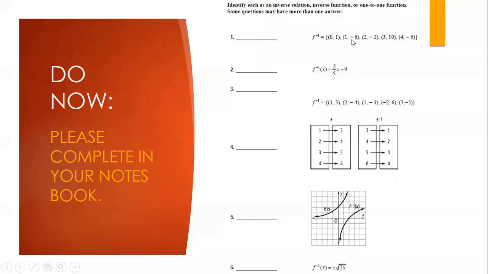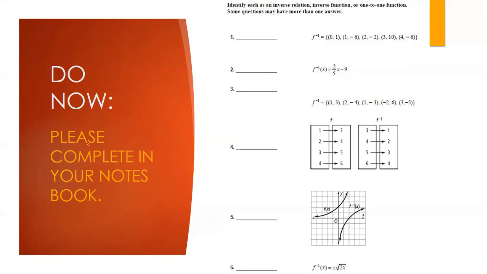All right, so over your do now, you're supposed to go through and tell me if it was just a relation, a function, or one-to-one, okay? If it's just a relation, remember that means that the x's repeat, right? The x values repeat. If it's a function, then it means the x values do not repeat. And if it's one-to-one, that means that your x values and your y values do not repeat, okay?